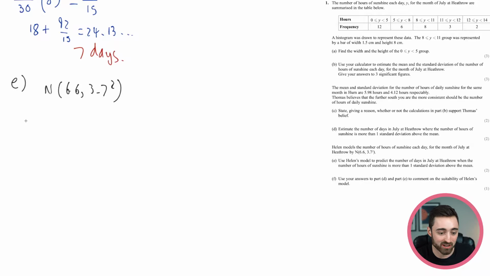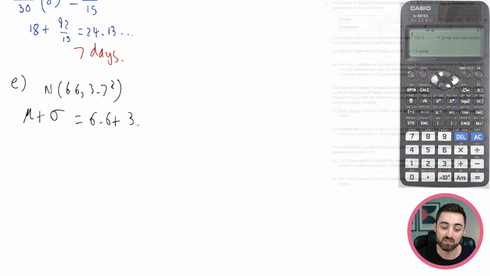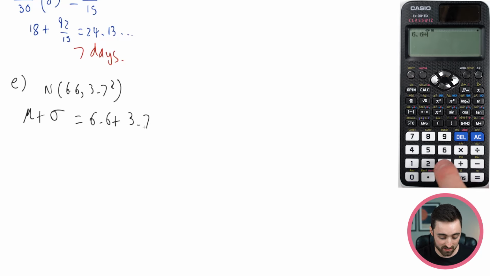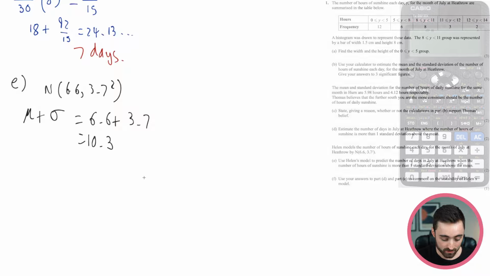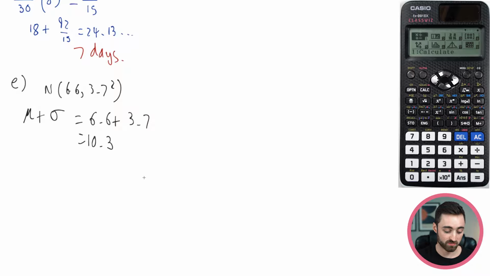Okay, well again, what is one standard deviation above the mean in this case? It's going to be 6.6 plus 3.7, so that's going to be 10.3. Okay, and then how do we get this probability? It's going to be using the normal distribution. So if I go to menu, and then 7 for distribution, they've even got a picture of a normal curve on it. Normal CD, I want the cumulative distribution here.